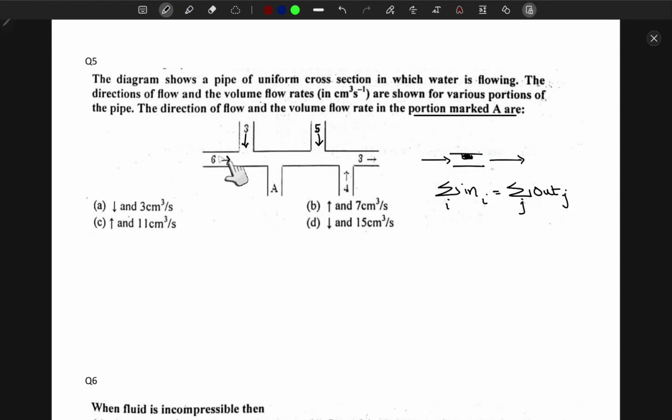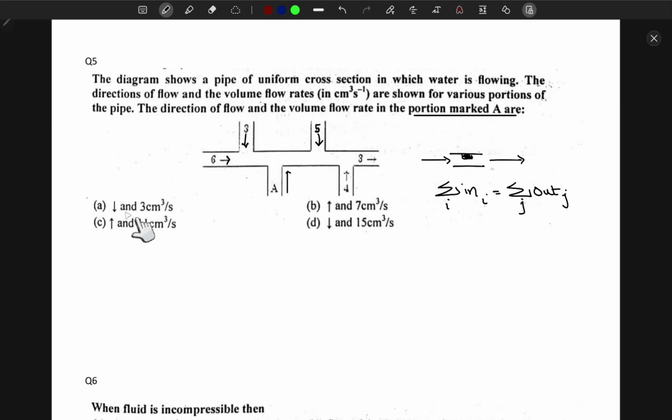So let's see. What do we know? We know that 6 centimeter cube per second is going inwards. 3 is going inwards. 5 is going inwards. 4 is also going inwards. How much is going outwards? 3. 3 is going outwards. So what about A? What's happening? Is it going inwards or is it going outwards? And how much of it is flowing? So what you can do is, we'll start with this. Let's suppose that it's going inwards.